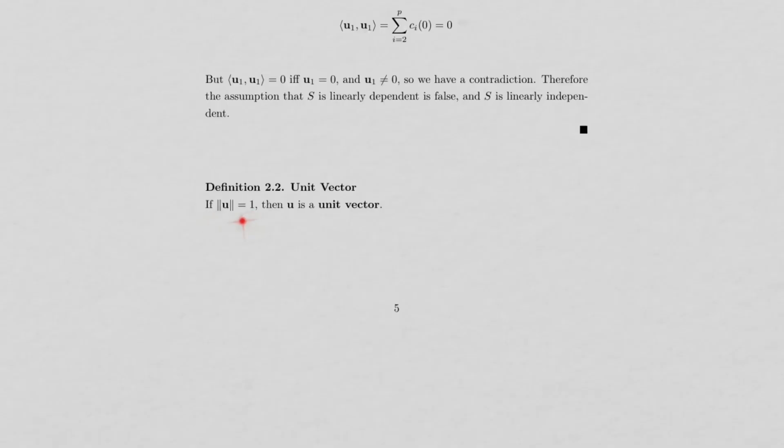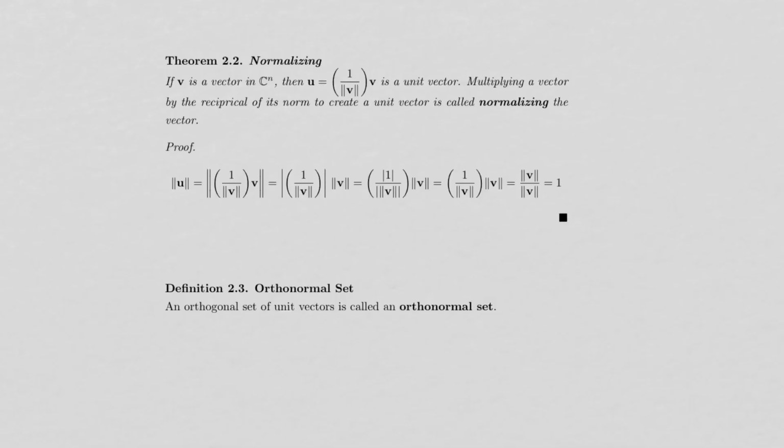If the norm of a vector is 1, it's called a unit vector. Its length is 1. And if we have a vector that's not a unit vector, we can normalize it to create a unit vector. This theorem says if v is a vector in Cn, then if I multiply v by the reciprocal of its norm, then I'll get this vector, say u, and it will be a unit vector. In other words, the norm of u is 1, and the proof, again, is just a direct proof using the definitions. So the norm of u, well, substitute this for u.